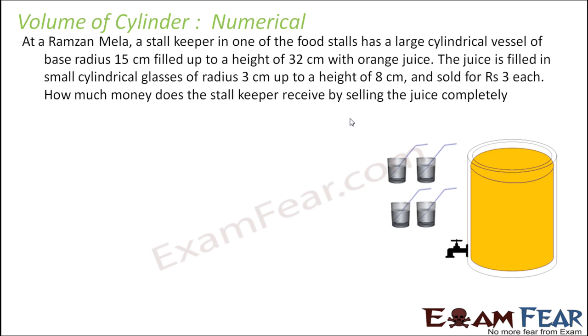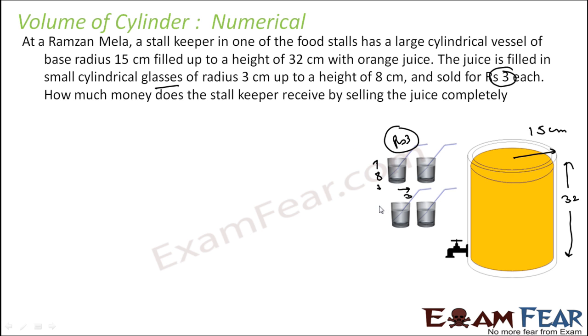The next question. At a Ramzan Mela, a stall keeper in one of the food stalls has a large cylindrical vessel of radius 15 centimeter, big radius. And this is filled up to the height of 32 centimeter with the orange juice. The juice is again filled into smaller cylindrical glass of radius 3 centimeter and height is 8 centimeter. And each is sold for rupees 3. How much money does the stall keeper receive by selling all the juice?